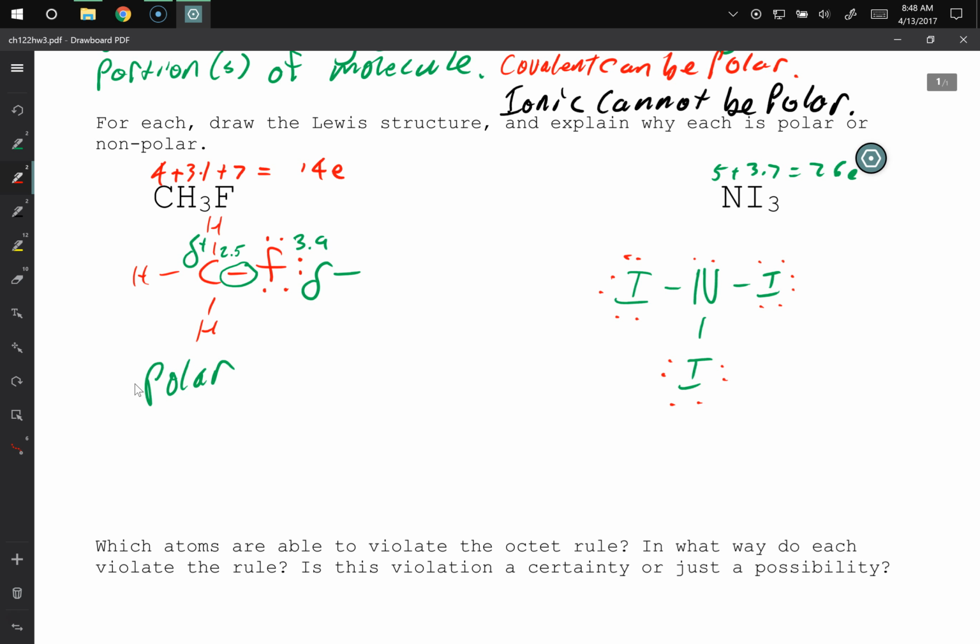So, you said that the iodine needed to gain an electron to become like neon. No, iodine in this case is going to look like xenon. Oh, did I say neon? Oh, I think I just said noble gas. Yeah. Okay, so this one's harder.